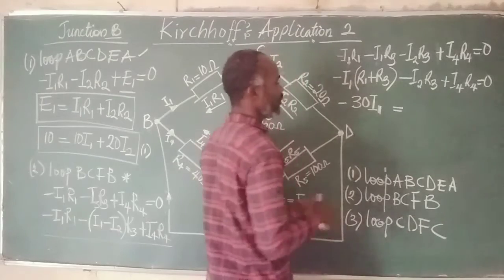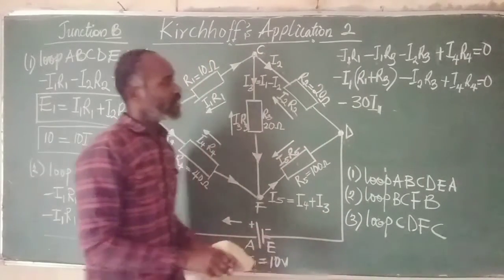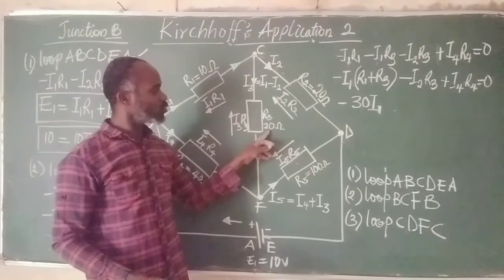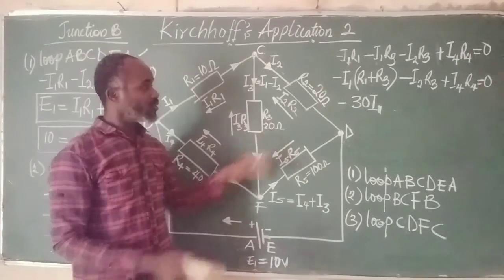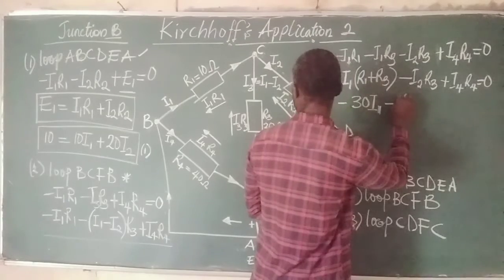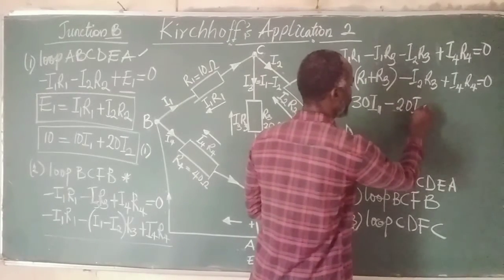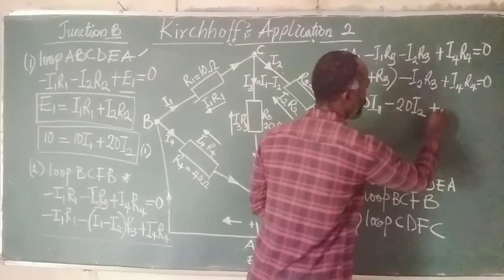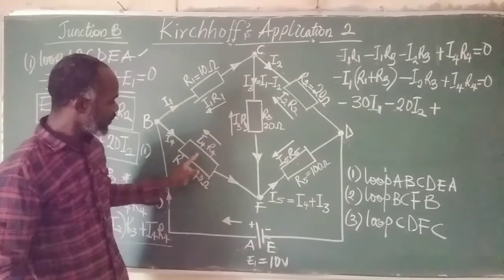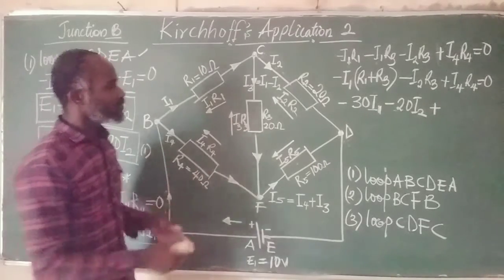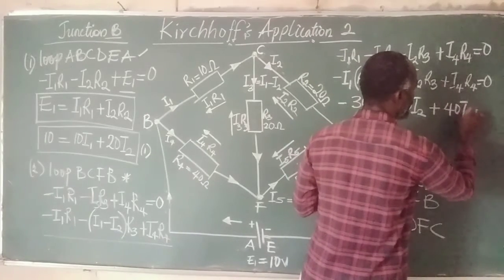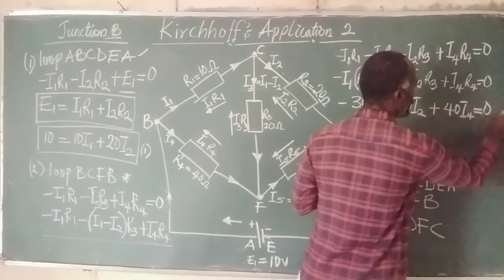Good. Then we come here. Look at resistance 3. Resistance 3 is 20 ohms as well. So we move on and put resistance 3, which is 20, I2. Good. Then resistance 4, what do we get? Where is resistance 4? Look at resistance 4. It's 40 ohms. So we have 40 ohms, 40 I4, all equal to 0.